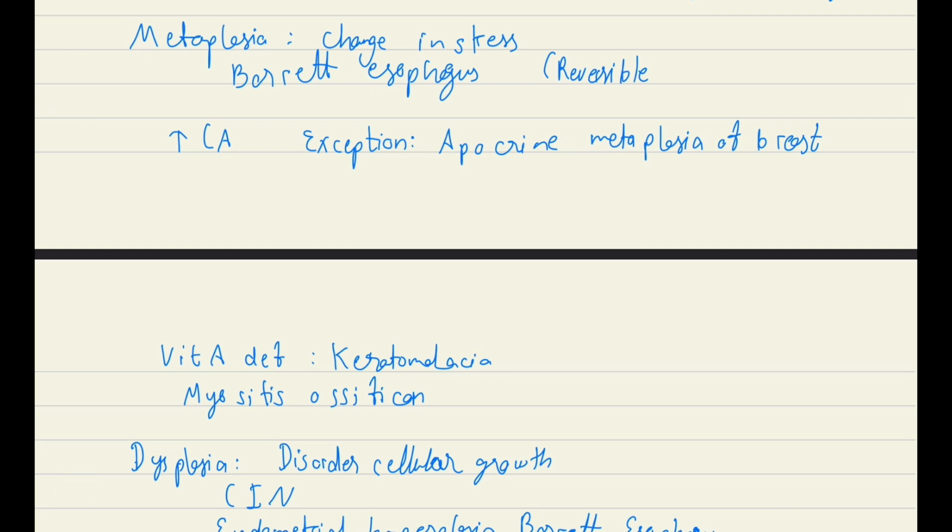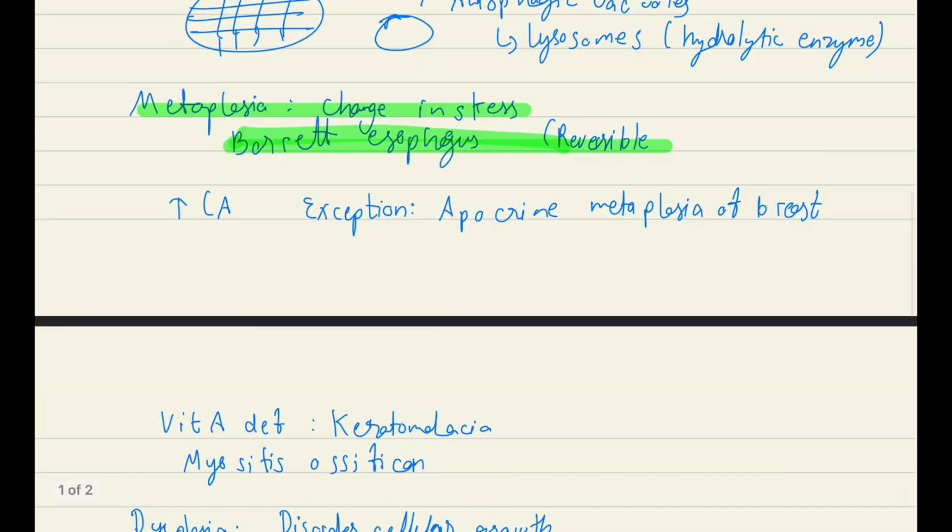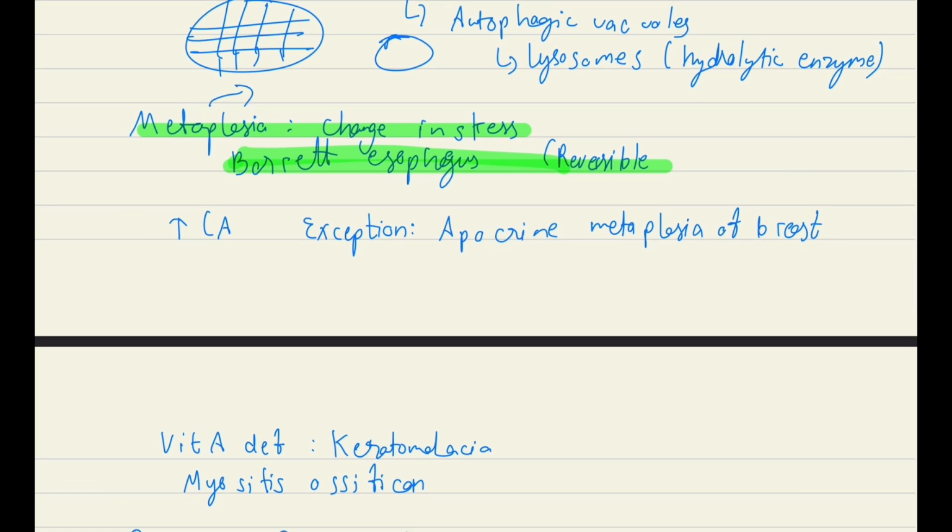Let's go into metaplasia. What does it mean? It means the change in cell type. It occurs due to a change in stress. It usually affects surface epithelium, like squamous cells, columnar cells, and urothelial cells. Such kinds of cells mainly undergo metaplasia. And if there is a change in stress, then metaplasia occurs.